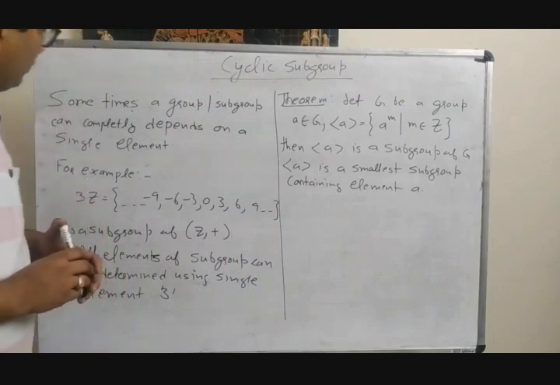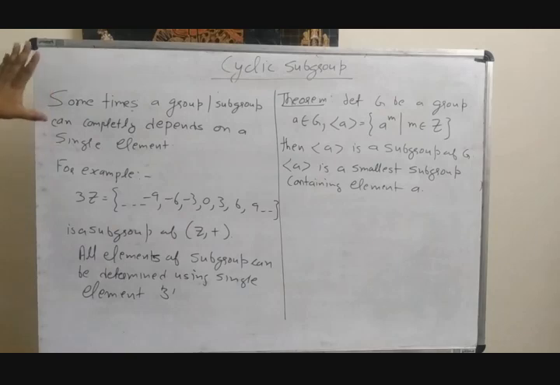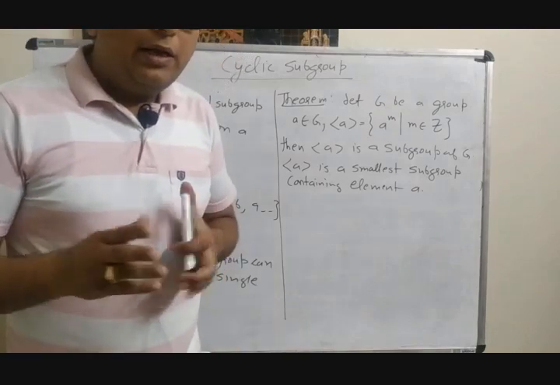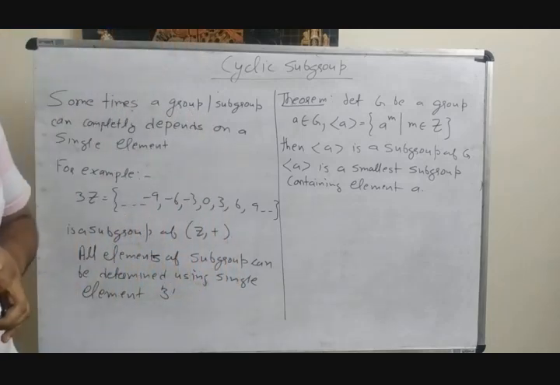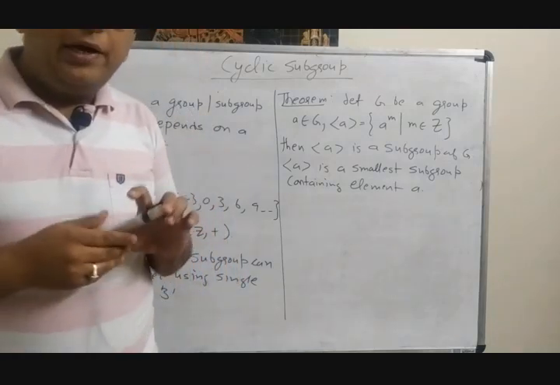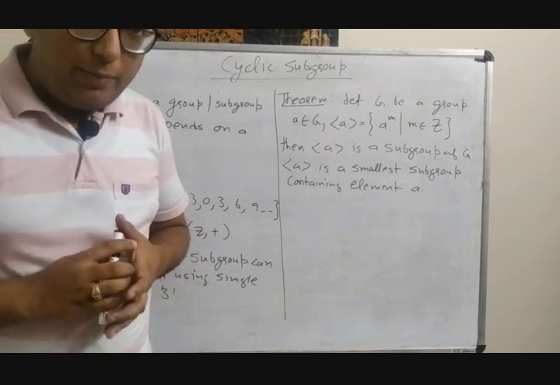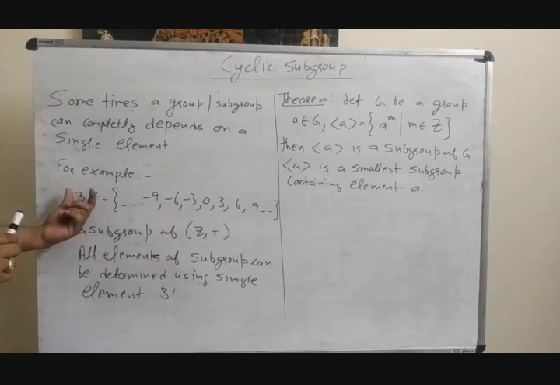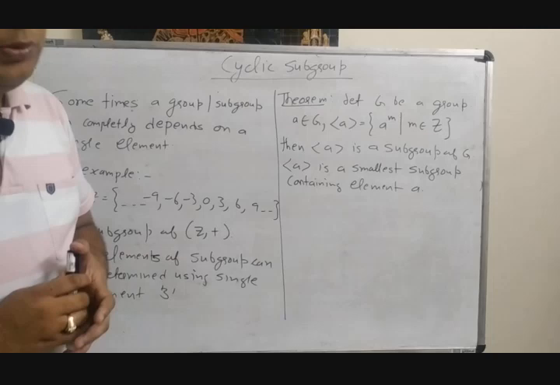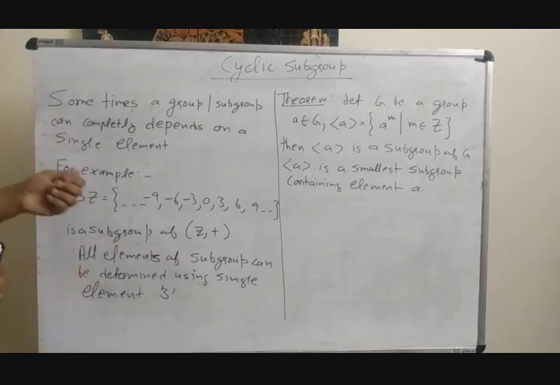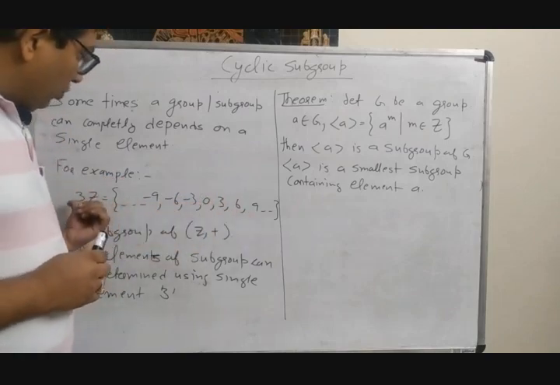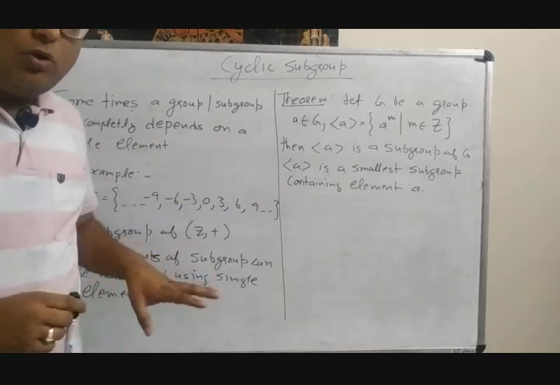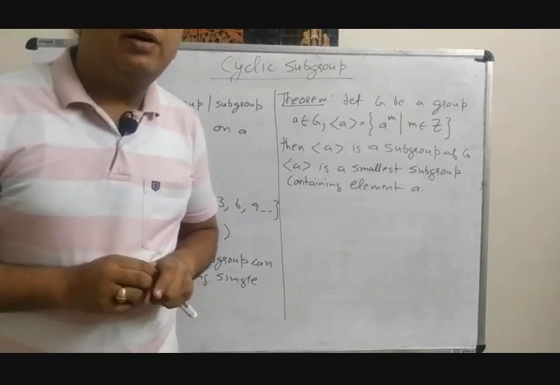cyclic subgroups. When we talk about cyclic subgroups, we observe that in the case of certain subgroups or groups, they depend completely upon only a single element. For example, let us take this particular subgroup 3Z, which is a subgroup of the set of integers with the usual addition. Here we can see that each element of this subgroup can be generated by a single element, 3.